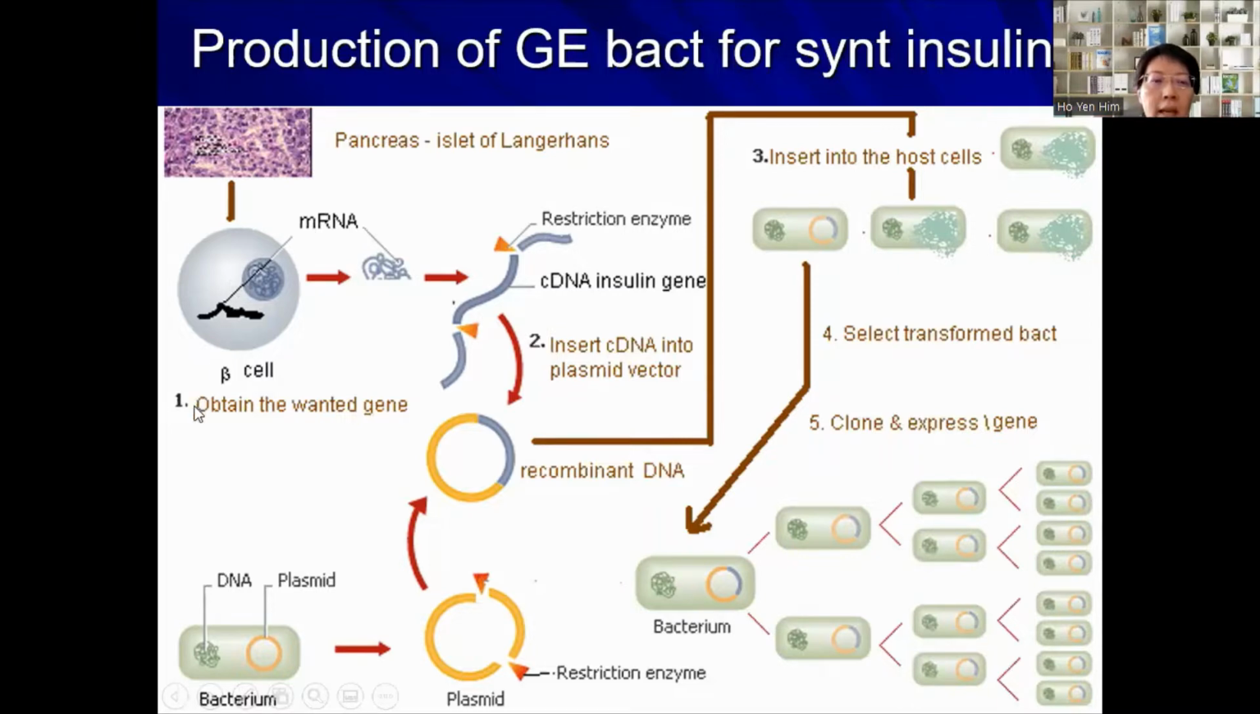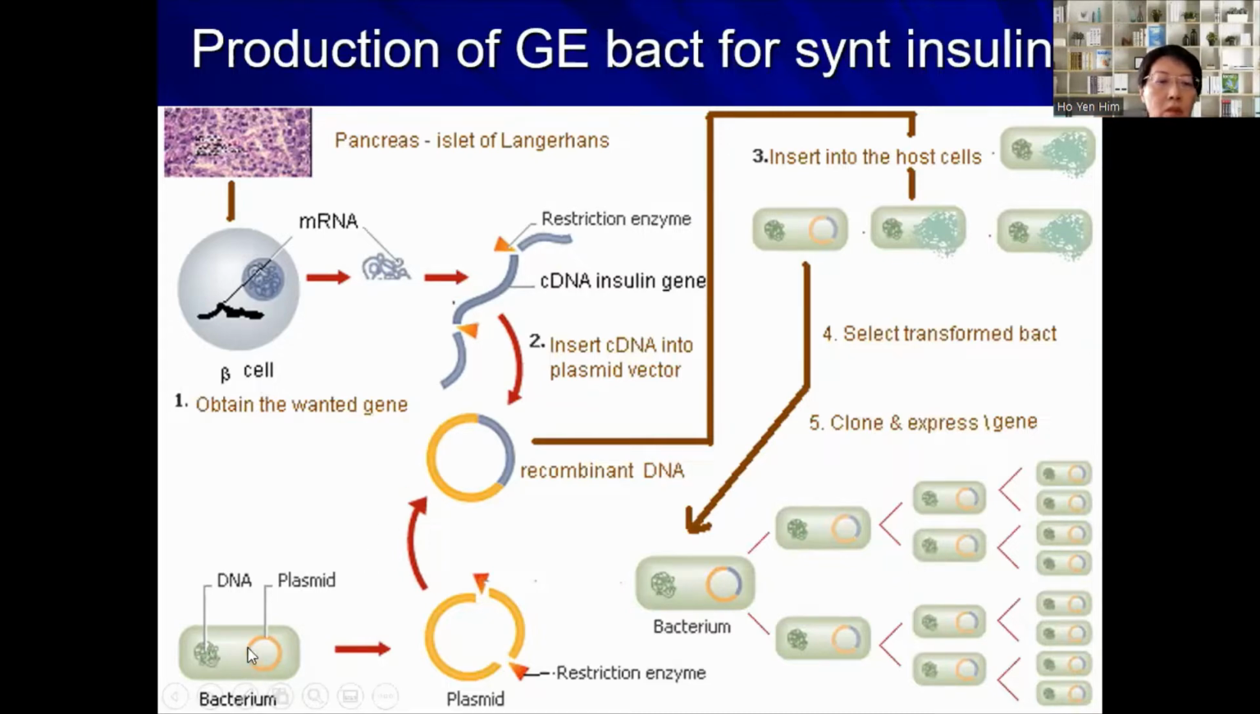In this case, the beta cell in the pancreas will actually secrete insulin. So when it expresses the insulin gene, a lot of mRNA will be produced. So we will isolate the mRNA. From mRNA, we will convert it into double-stranded cDNA. Okay, so this obtains the wanted gene.